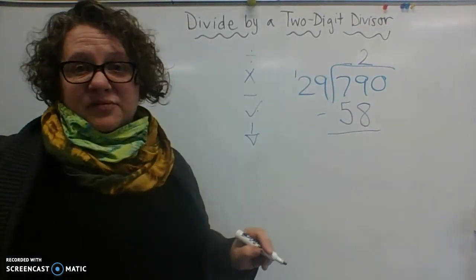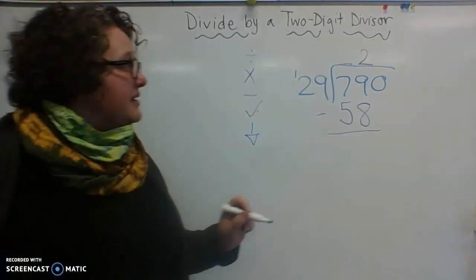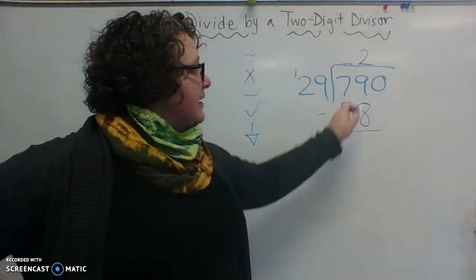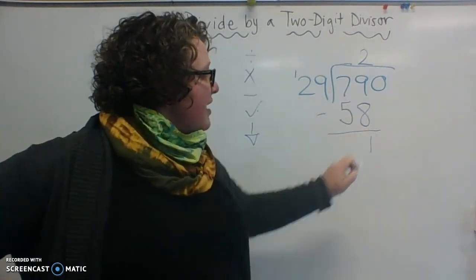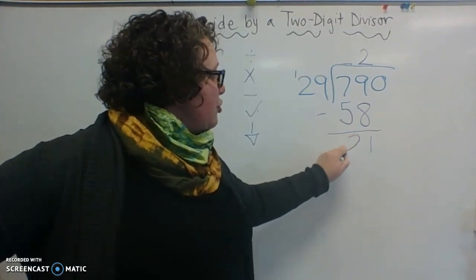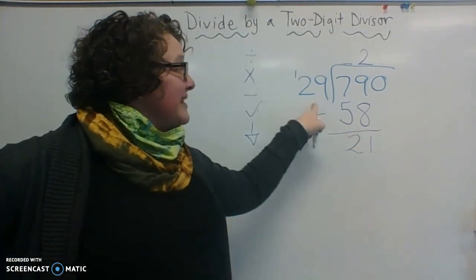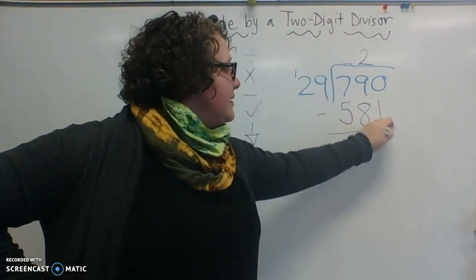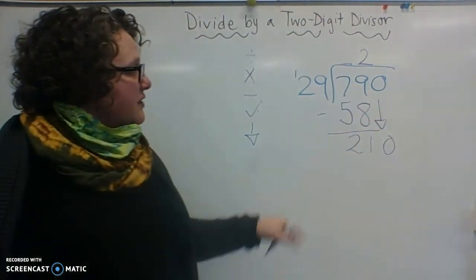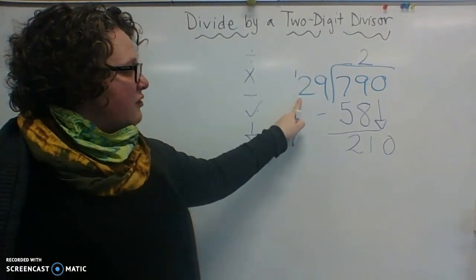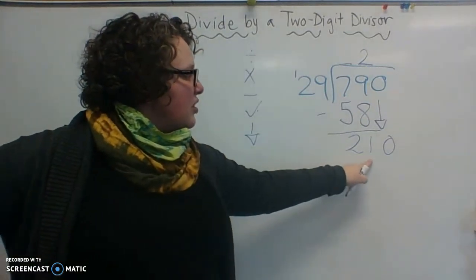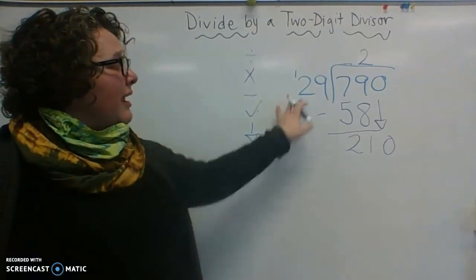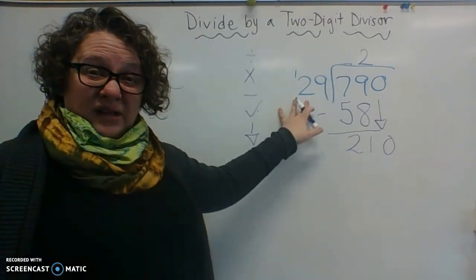And then we subtract. 79 minus 58. 9 minus 8 is 1. 7 minus 5 is 2. 21 is less than 29, so we're golden. We're going to drop down that 0. And then I think to myself, how many times is 29 going to go into 210? Well, I'm going to estimate this and make this a 30.